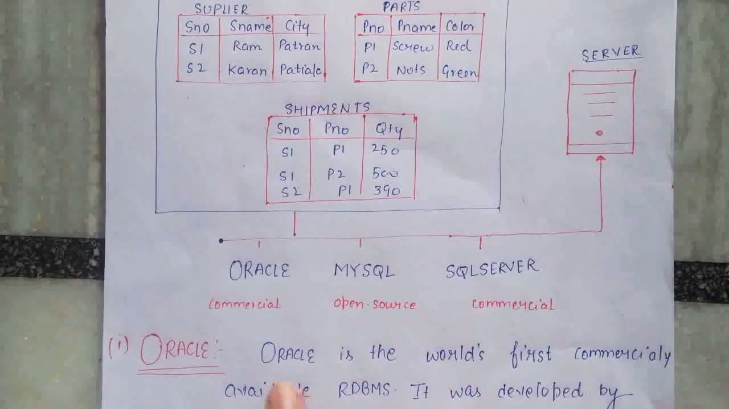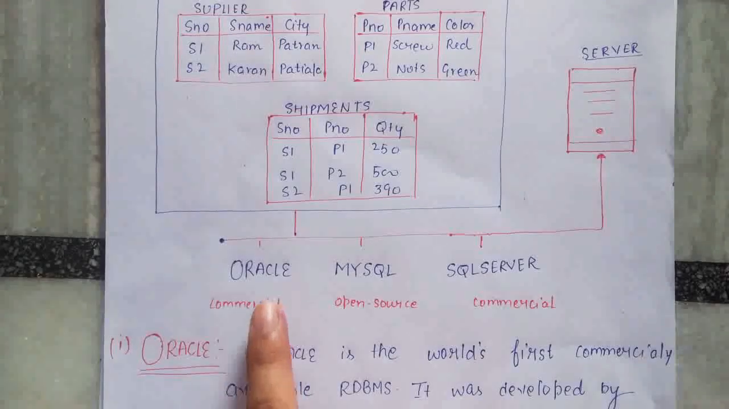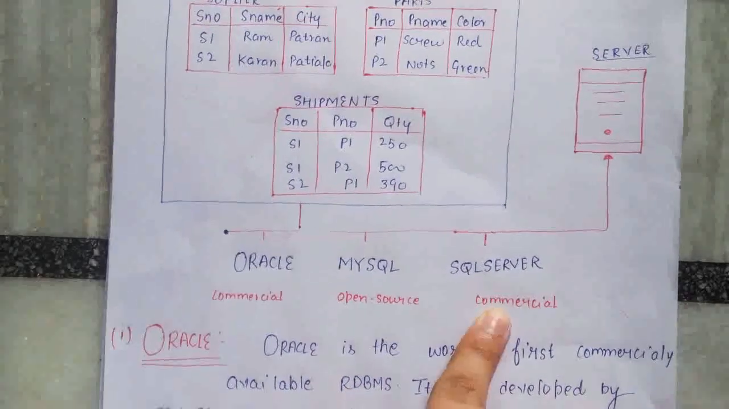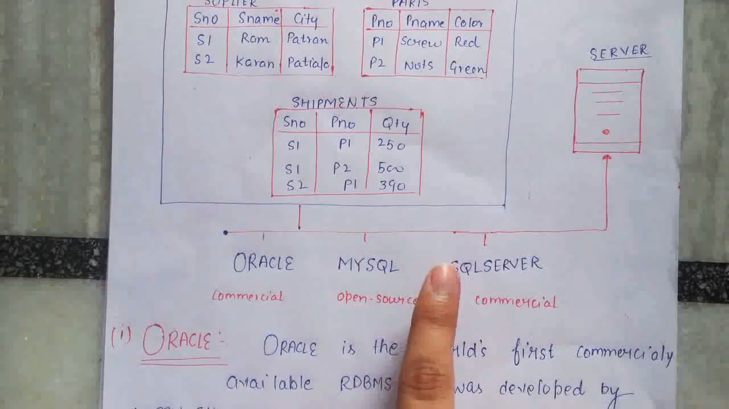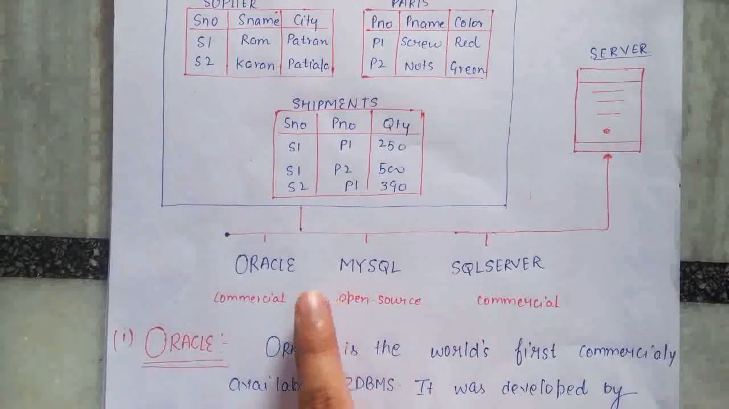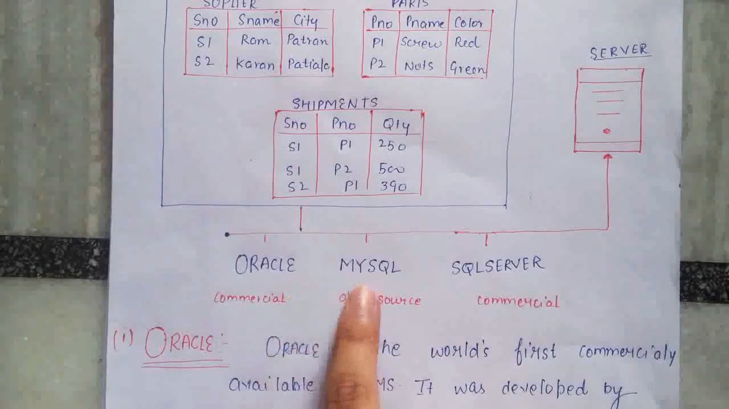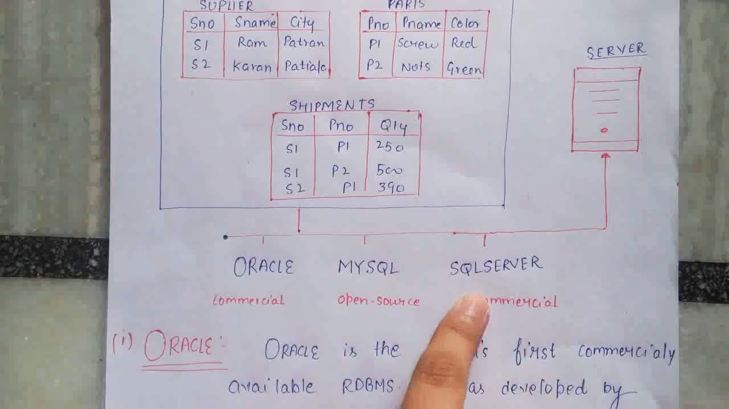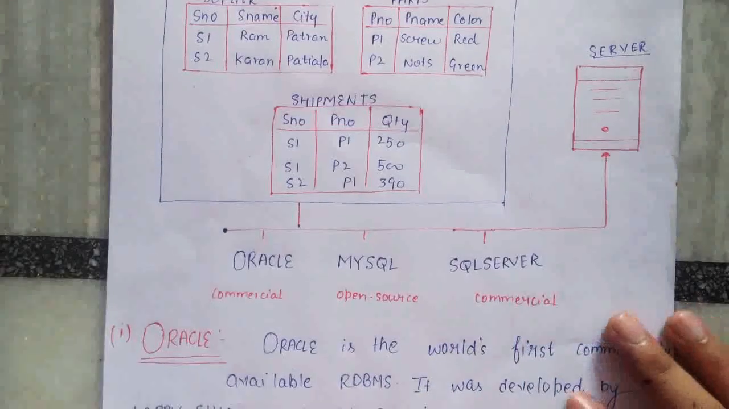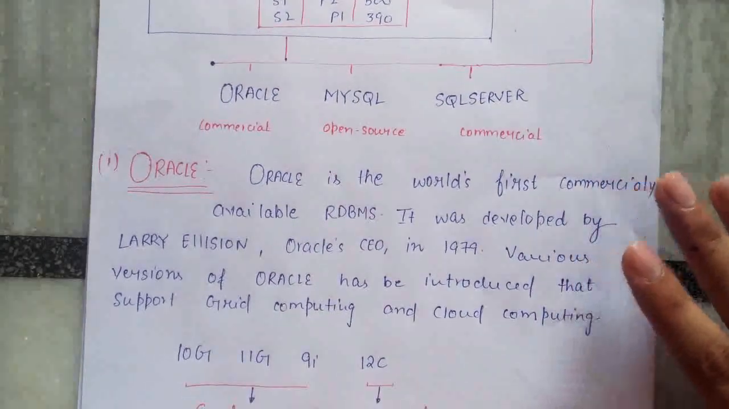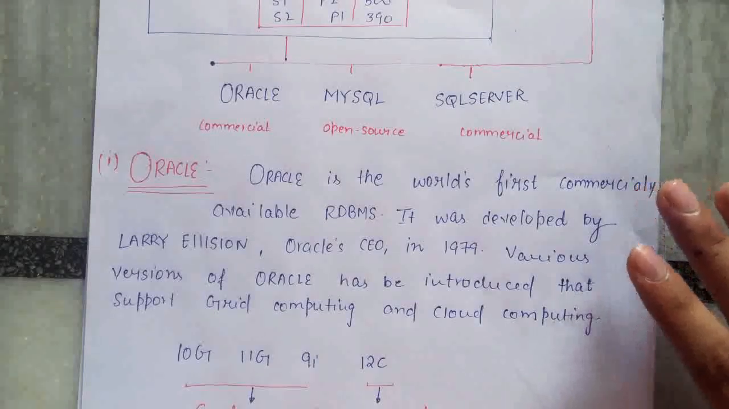Second, Oracle is created by Oracle Corporation and SQL Server is created by Microsoft, and MySQL was also created by some other company, but today it is also a part of Oracle Corporation. So Oracle and MySQL are part of the Oracle company, and SQL Server is part of Microsoft. Now let's have a brief discussion about what the Oracle relational database management system basically is.